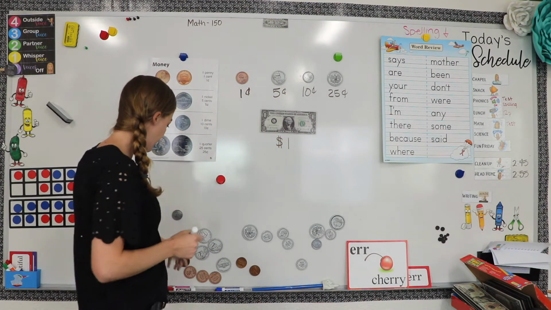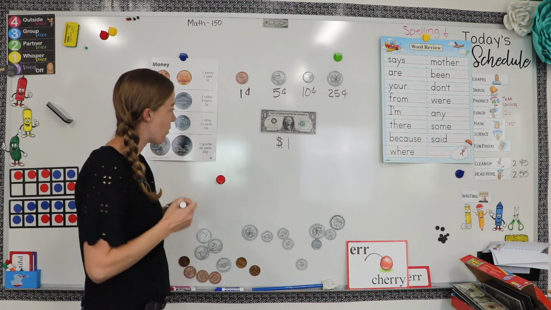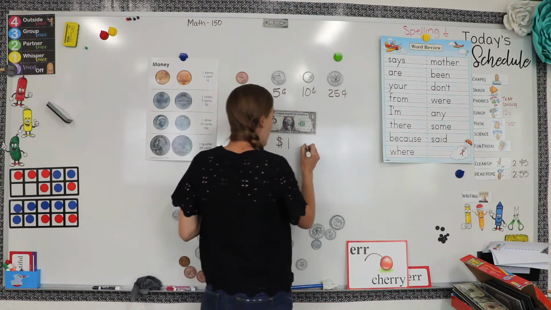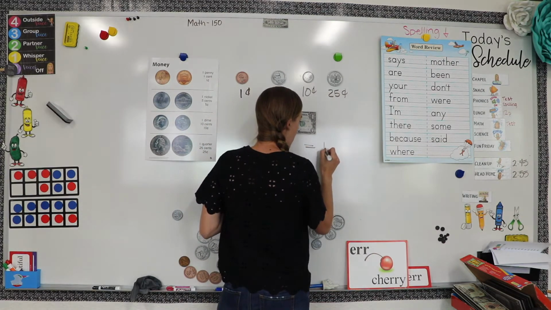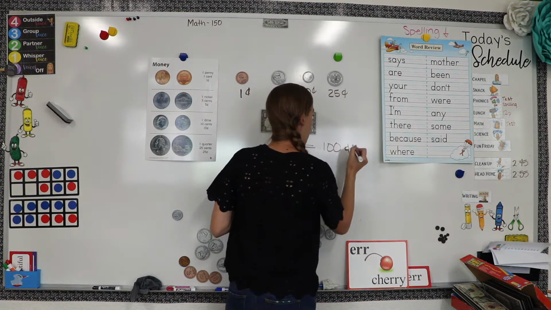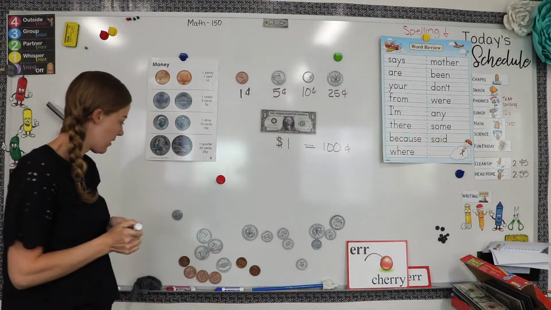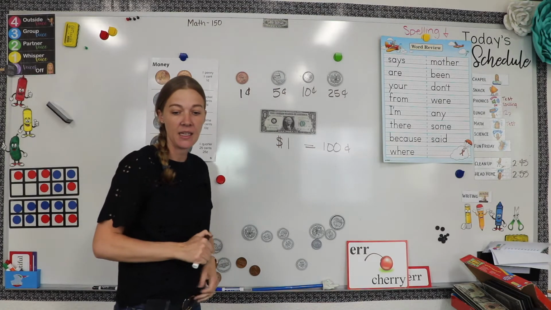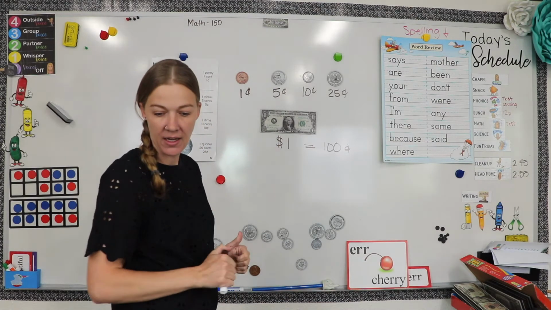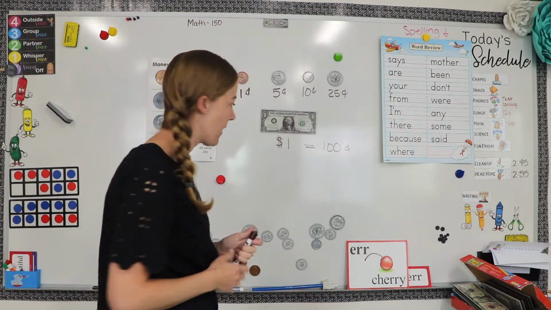Well, $1 is worth 100 pennies. 100 pennies equals $1. All right? And how far are they going to get me into this? Yes. Okay.